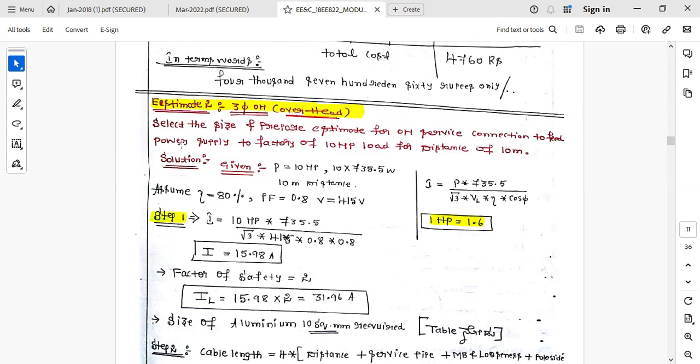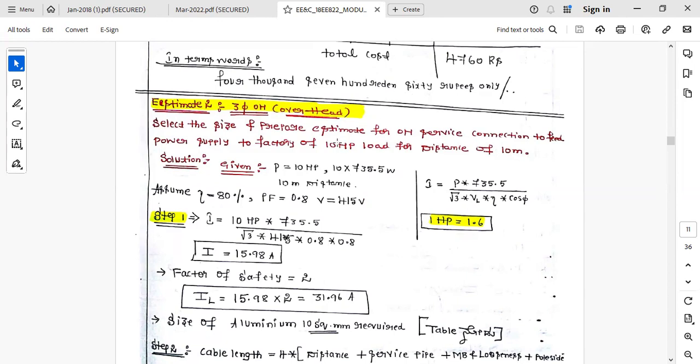First, read it out. Select the size and prepare an estimate for OH. OH is nothing but what? Overhead service connection to feed power supply to a factory. Factories do not run on single phase supply. Obviously, factories run on three phase supply. So that is one indication.